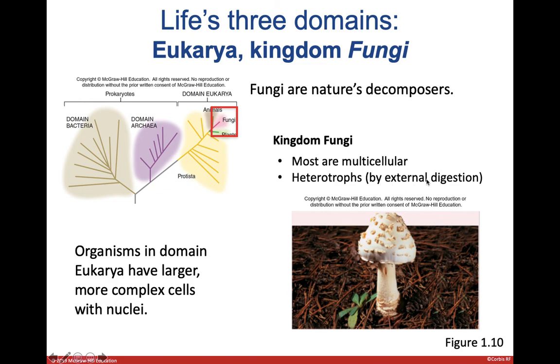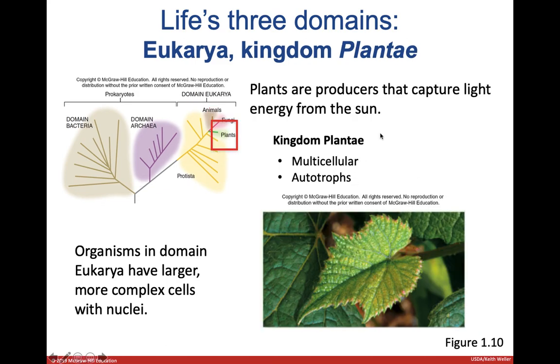So they have a very interesting style of feeding called saprophytic or saprobes, and they kind of eat like spiders. Essentially what they do is they have little hyphae. They kind of look a little bit like roots. They're underneath the ground. Their little hyphae secrete digestive enzymes, which break down stuff in the environment, and then the fungi just kind of sucks back up the juices. Very interesting way to eat. So they cannot produce food via photosynthesis. They are all heterotrophs.